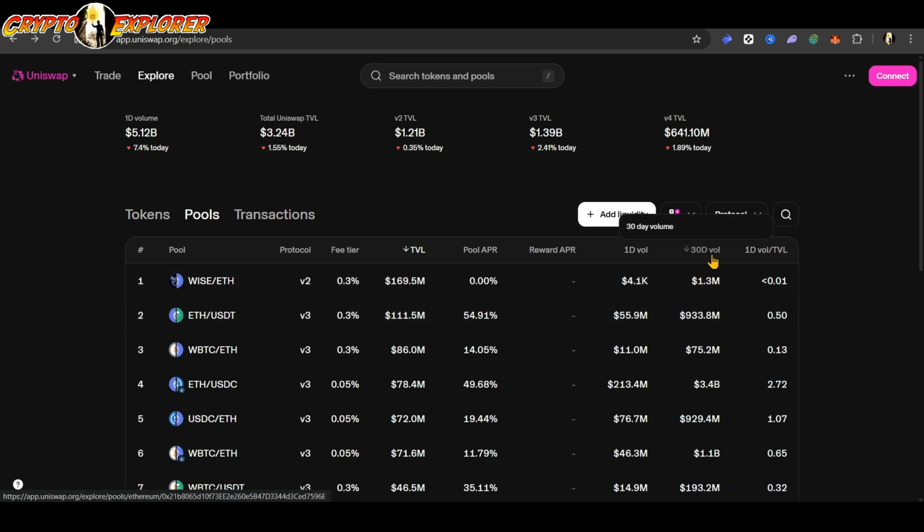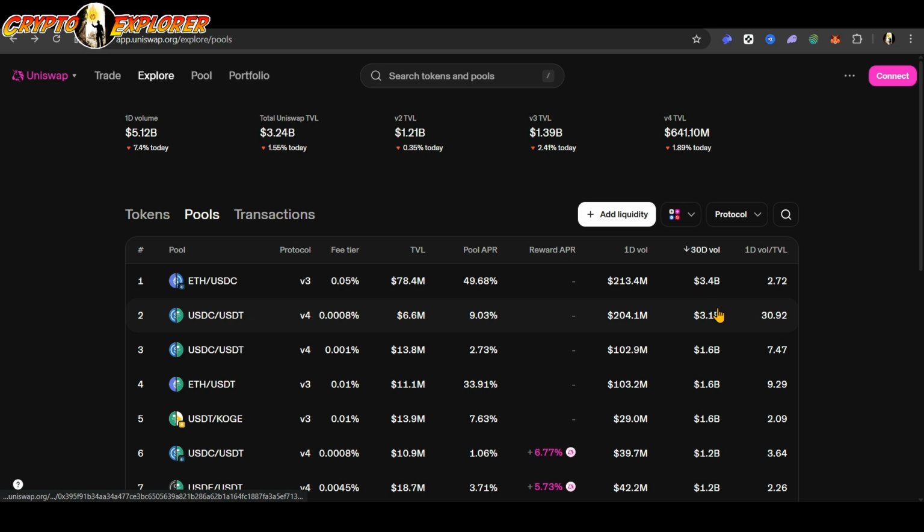So let me sort this out by 30 days volume, because that's just me. I like to be a liquidity provider in the long run, because if not, I'm essentially trading. And I don't want to trade. I don't want to look at a screen 24/7. So I like to go with wider ranges to be a liquidity provider for a longer period of time.